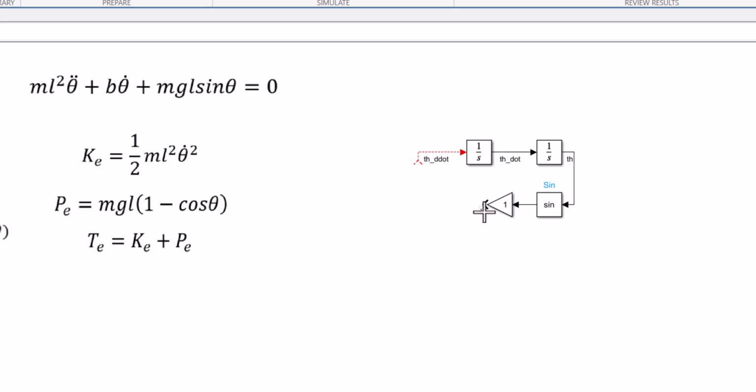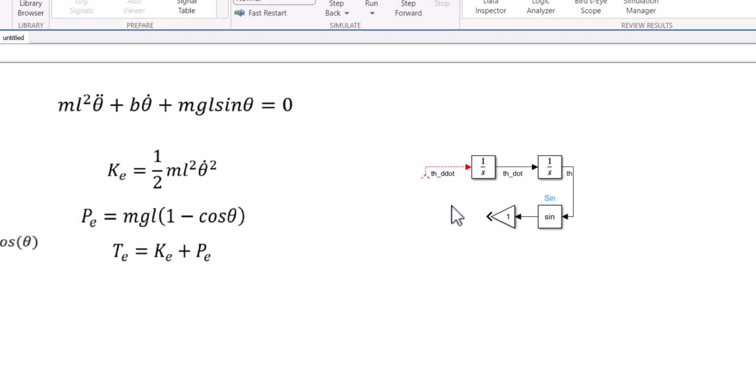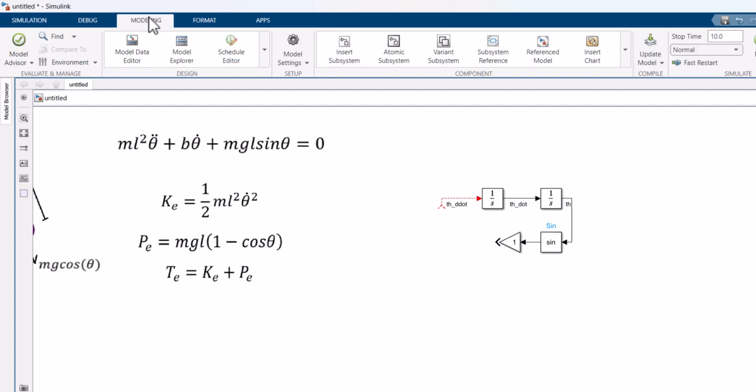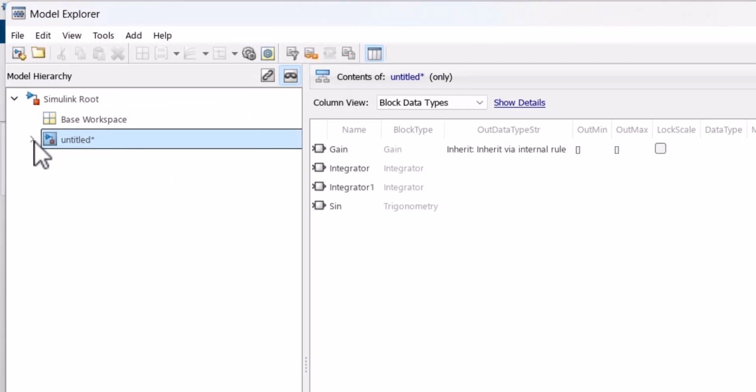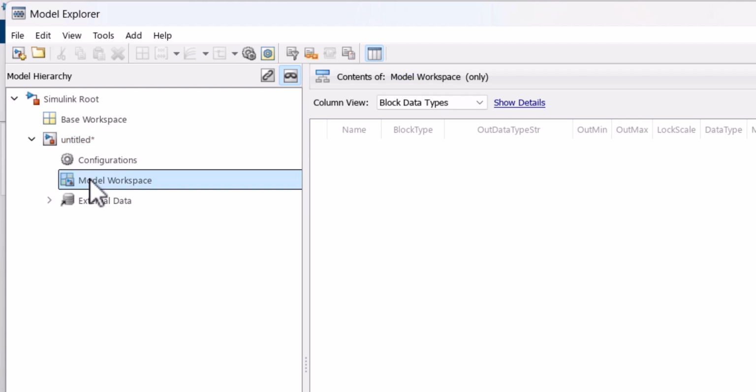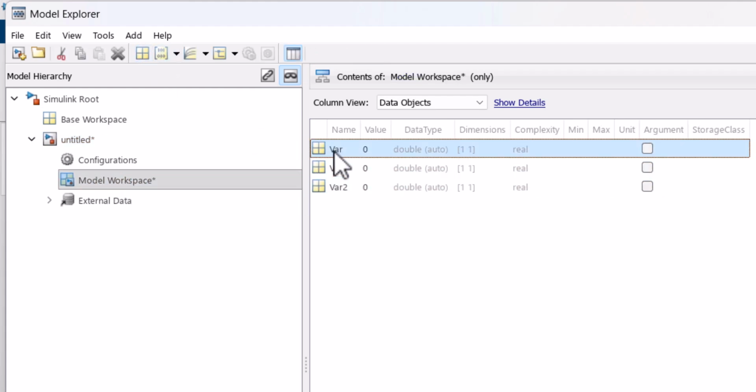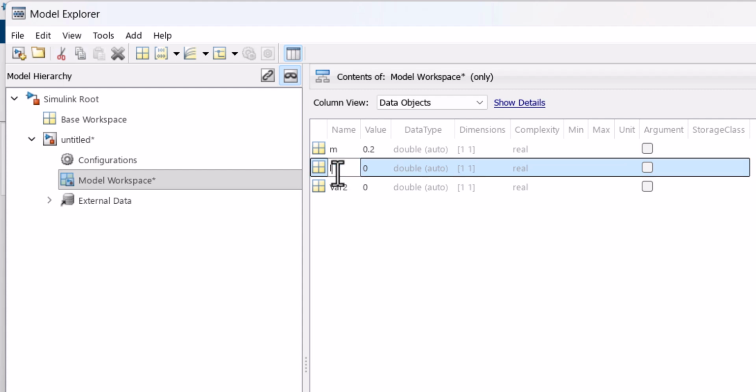Right now, I'll stop over here and define all the variables before proceeding. So I'm going to go to the modeling tab and then Model Explorer. Inside this model, I have this model workspace, and over here I can define all the variables. So I'll need m, and its value I'm going to define is 0.2 kg, so that's why it's 0.2. Then L is the length of the string. I'm going to define it as 0.5.